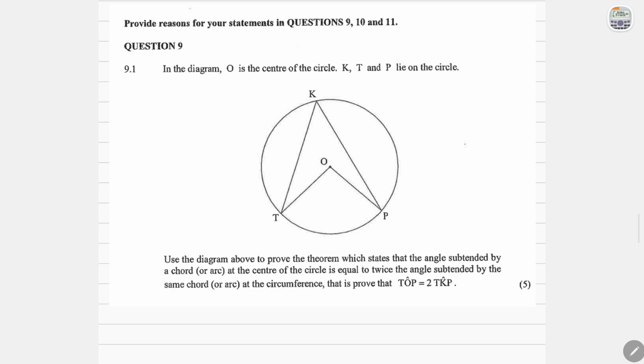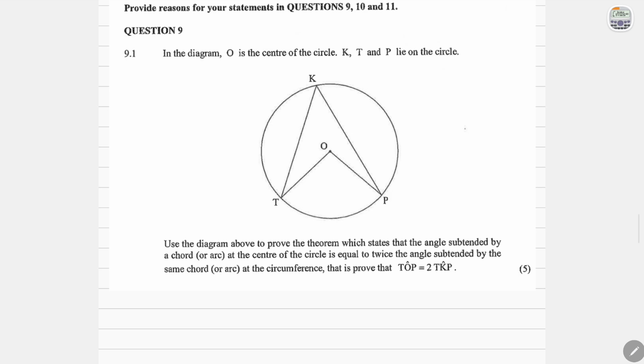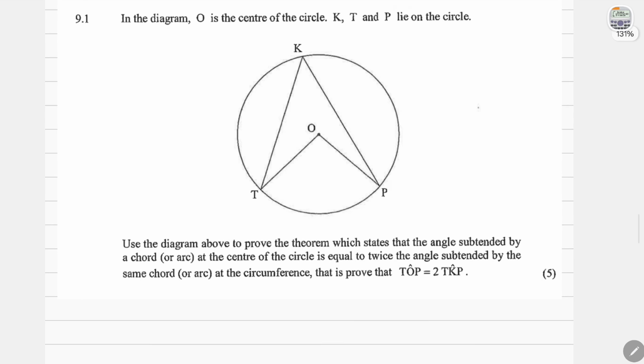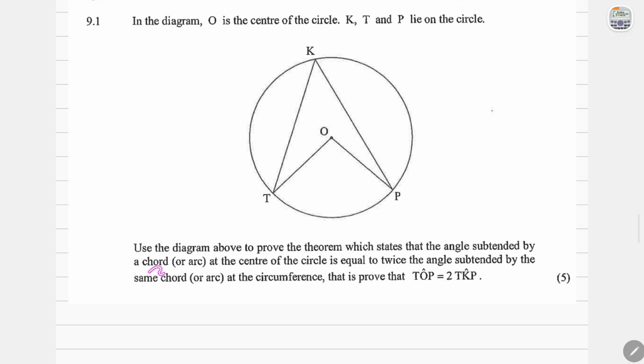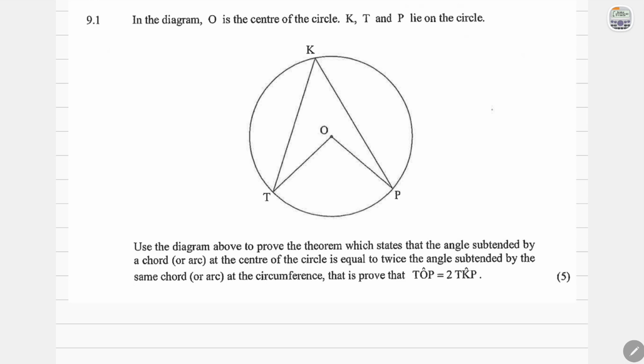Question 9.1 says, in the diagram, O is the center of the circle, K, T, and P lie on the circle. They want us to use the diagram above to prove the theorem which states that the angle subtended by a chord or arc at the center of the circle is twice the angle subtended by the same chord or arc at the circumference. So that is, of course, proof that angle TOP is twice angle TKP. This is a common proof that they ask for.